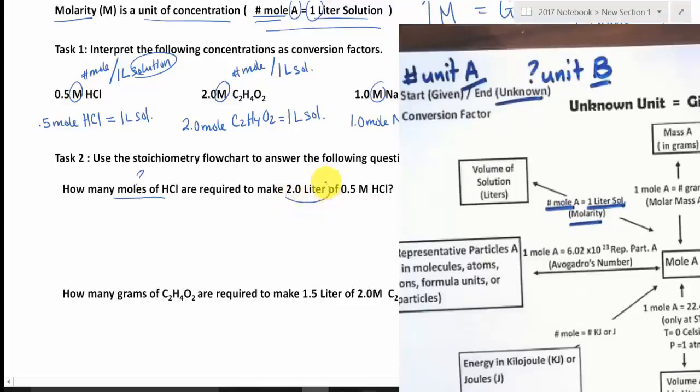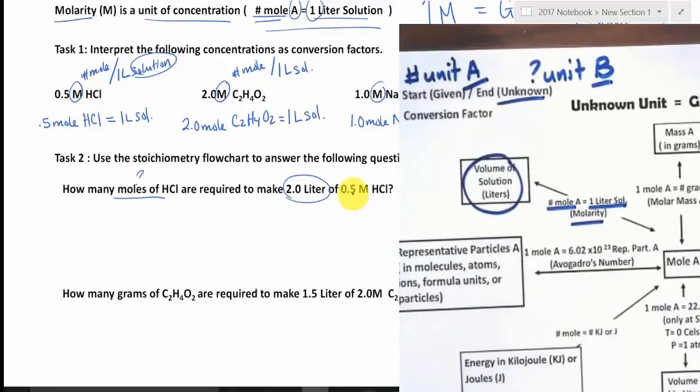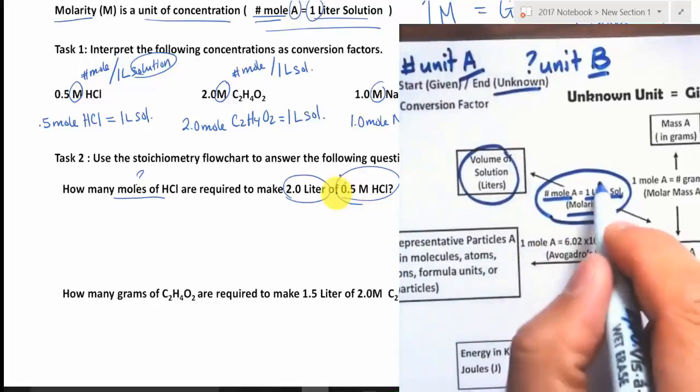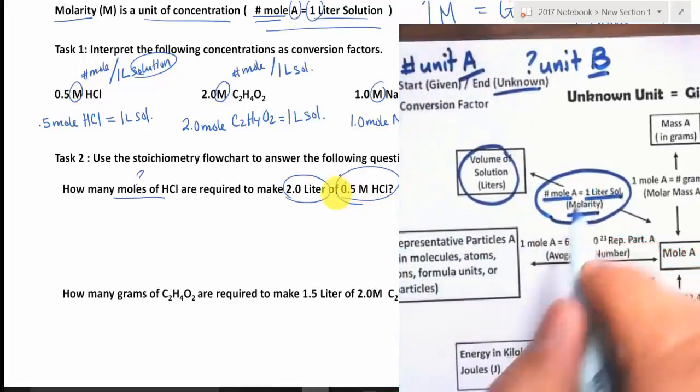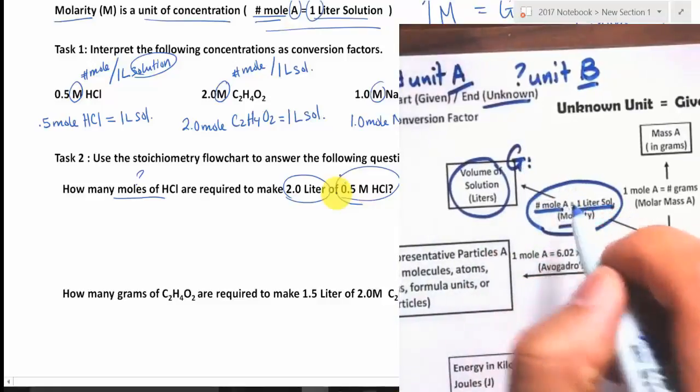See how we have 2.0 liter, and that would be where on the flow chart? That would be right here. So this is the liter. But then we also have the molarity part right there. So what does that mean? In this case, we combine them together, so we are given the conversion factor. In most cases, we had to look for this conversion factor, but now it is given to us.